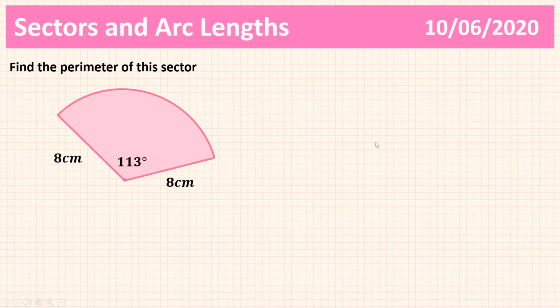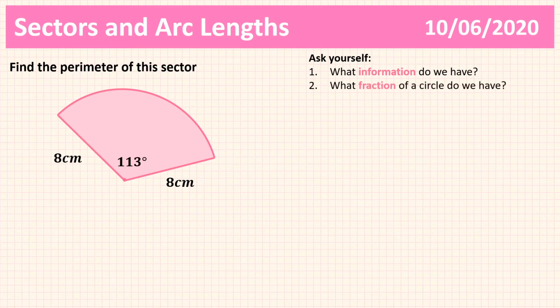These are the same questions you need to ask yourself every single time, and it's not just for areas of sectors and perimeters of sectors. You can use this on any question. You should always ask yourself, what information do we have? That number one question applies to everything, but particularly to questions where we're working with sectors. And the second bit, what fraction of a circle do we have? Obviously, this is specific to sectors and not all types of questions. So now let's answer these questions together.